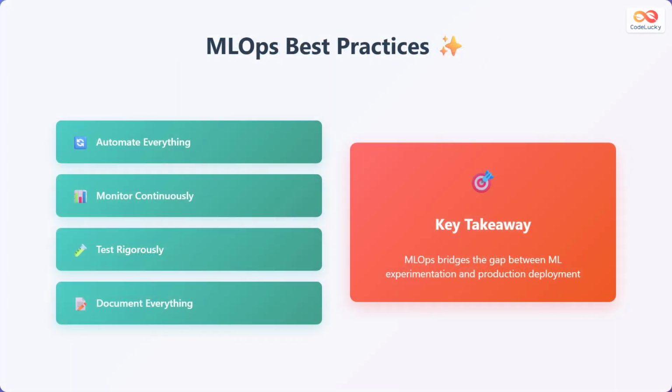Here are some of the best practices for implementing MLOps. Automate everything, monitor continuously, test rigorously, and document everything. The key takeaway is that MLOps bridges the gap between machine learning experimentation and production deployment.